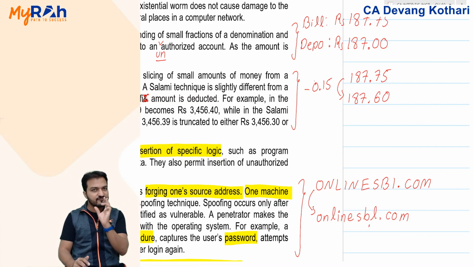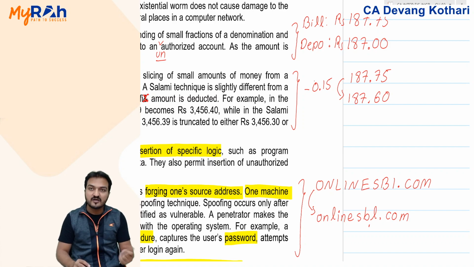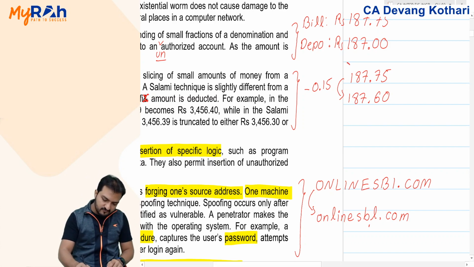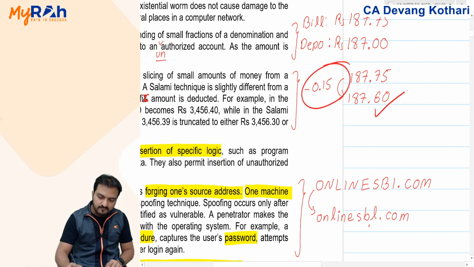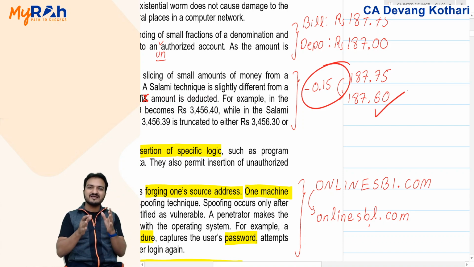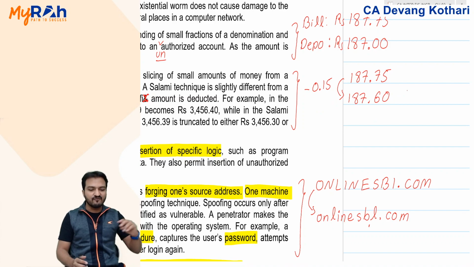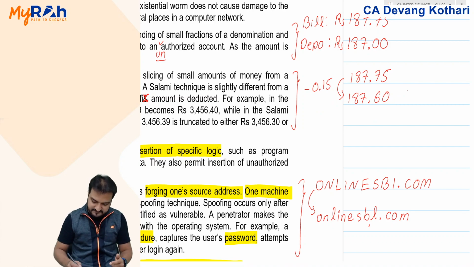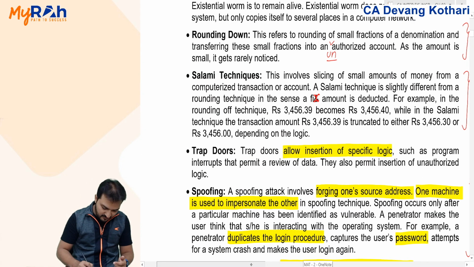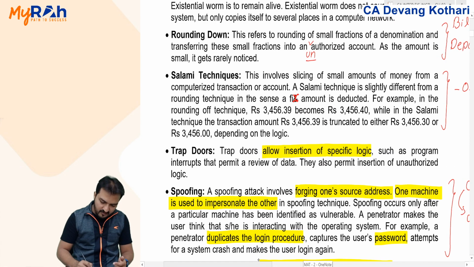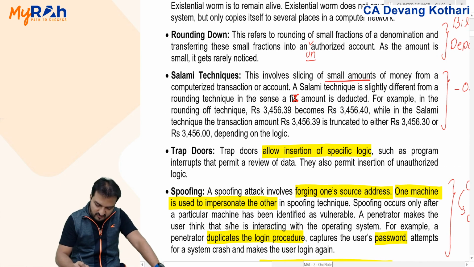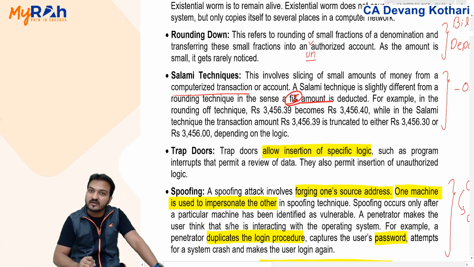Now, because it is a very small amount, it will rarely be noticed. Plus, even after this fraud, the final amount is still a fraction. So it might not even create a doubt about why all the numbers are round figures. That is your salami technique. Almost similar, it involves slicing off small amounts of money from the transaction, and every time a fixed amount is deducted.